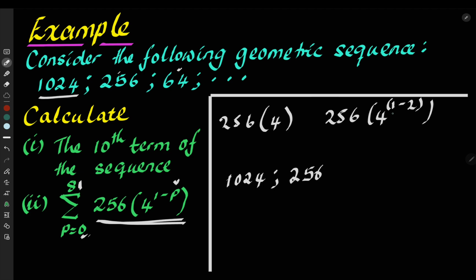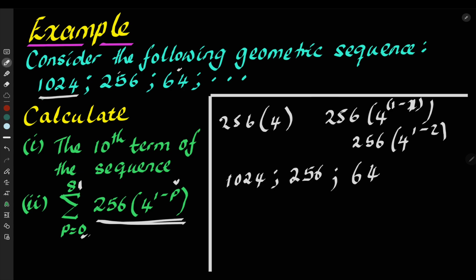No, you substitute 1. So 1 minus 1. So the second term, because we started at 0, the next term is 1. If we substitute 1, that will be 1 minus 1, then that will be a 0. So we get 256. Then the next term after this, we substitute a 2, so that will be 4 to the power 1 minus a 2, and you realize that will be 64.